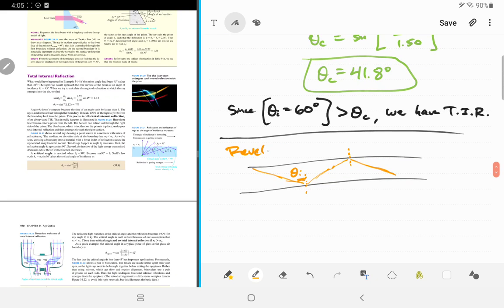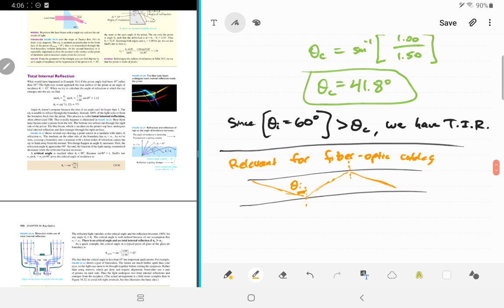So I'll just say that this is relevant for fiber optic cables. The light that you're sending over long distances had better be in something with a high index of refraction relative to the surroundings. The bigger the difference in the n values, the smaller the critical angle, and so the more likely that your light will just be totally internally reflected. Okay.